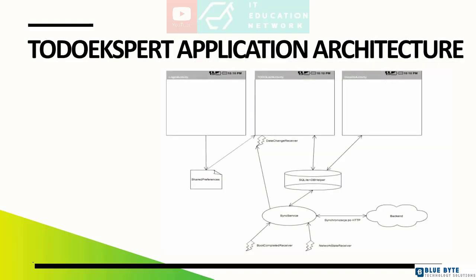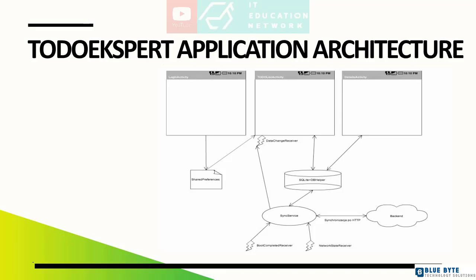Now let's see what our application will look like once it's finished. Here is the architecture of our application. The application includes three main views. Three main activities responsible for login, displaying the task list, and adding a new task.